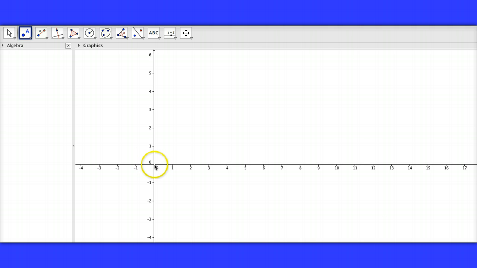So I'm going to start by putting a point at the origin, and then I'm going to put another point 6 units away from the origin. So segment AB here, if we connect those 2 points, that segment would be the one side of our triangle.